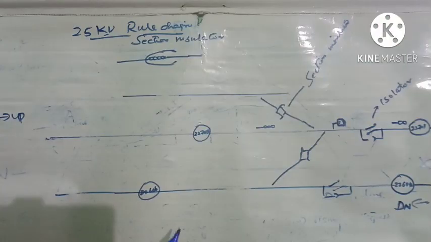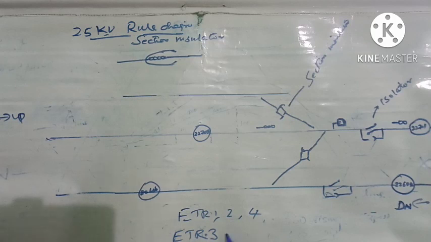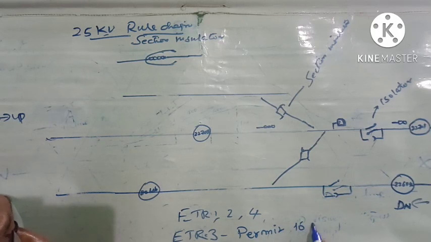In our previous two videos on this electrified section, we have discussed ETR-1, ETR-2 and ETR-4. But we have skipped this ETR-3. ETR-3 is otherwise called permit to work. Where it will be used, how it will be used, we will see now.